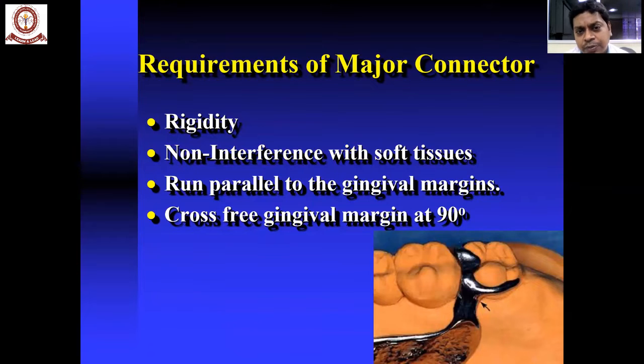So what are the requirements? Now we go to the requirements of the major connector. How should the major connector be? It should be rigid, non-interfering with soft tissues, which means it should not impinge on the soft tissues, and it should run parallel to the gingival margins and cross the free gingival margin at 90 degrees. These are the requirements of the major connector.